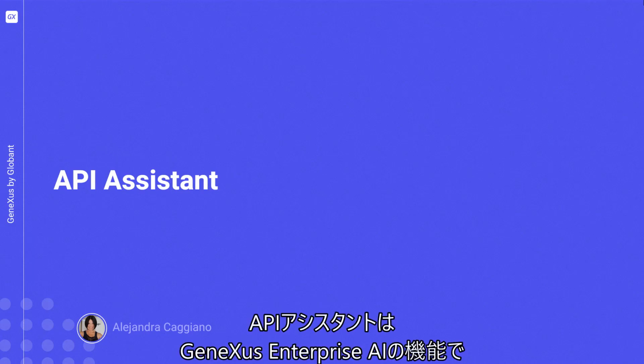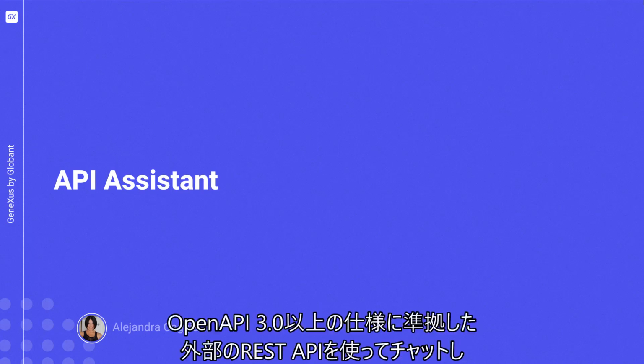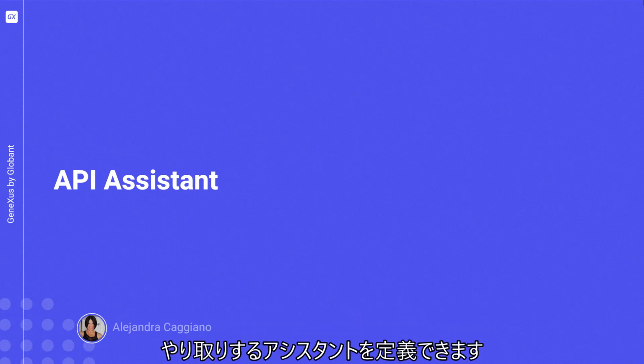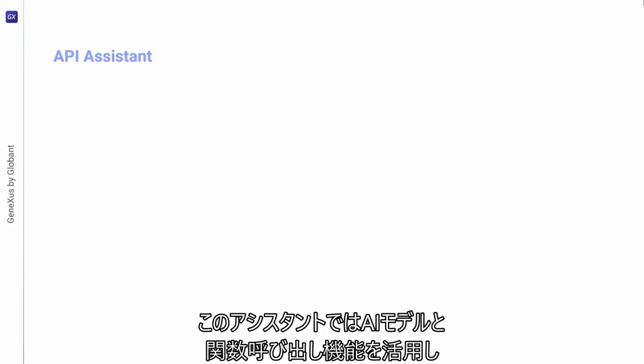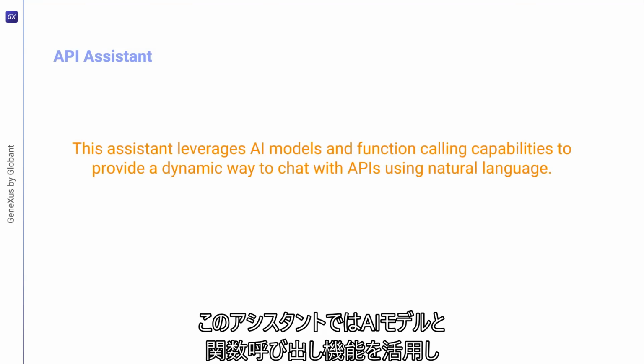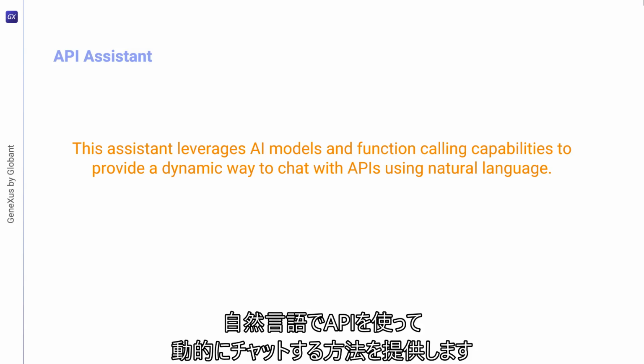API Assistant is a feature of Genexus Enterprise AI that allows you to define assistants to chat and interact with any external REST API that complies with the OpenAPI 3.0 specification or higher. This assistant leverages artificial intelligence models and function calling capabilities to provide a dynamic way to chat with APIs using natural language.